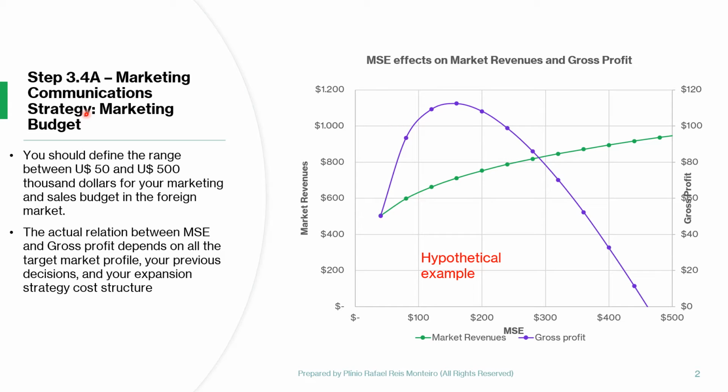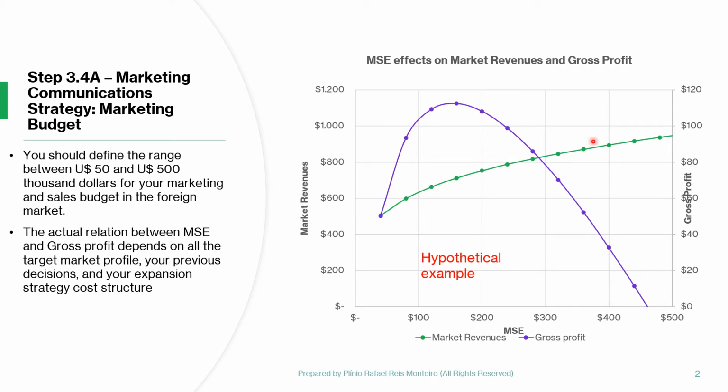So, the first thing to choose is what will be your marketing budget for your business. In that case, you need to make a choice between investing $50,000 or investing $500,000. As you know, if you invest more in marketing, you're going to have an increase in sales. But let's look at a hypothetical example here. This is not what will really happen in your decision.